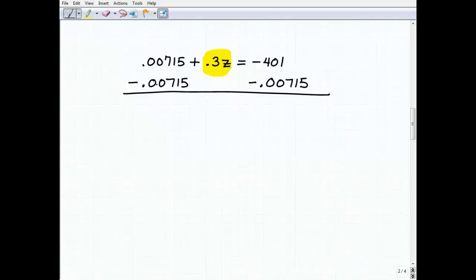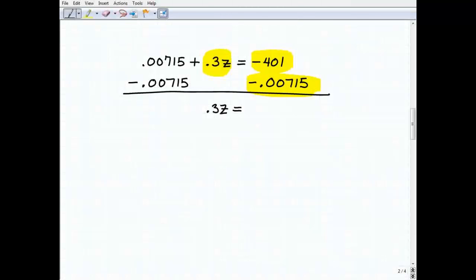All right, so when I subtract this negative 0.00715 from both sides, I'm going to get 0.3z equals, so now in my calculator I'm going to have to go negative 401 plus a negative 0.00715. Now, if you don't want to deal with the negative signs in your calculator, because we know we're going to be adding these up and it's going to be negative, you can just add these up and keep the negative sign. As long as you understand your positive negative number rules, you're going to be fine.